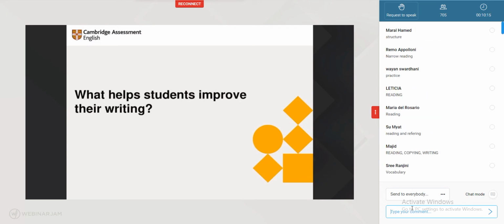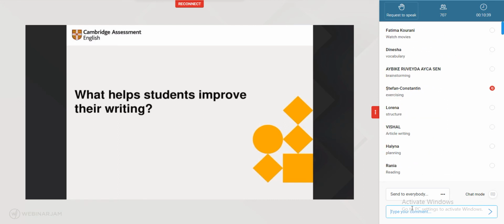Everyone's typing reading. Yep, everyone says reading. Scaffolding, reading. Writing, practice, brainstorming, lovely. Feedback. Excellent. Planning, George. Planning, excellent.